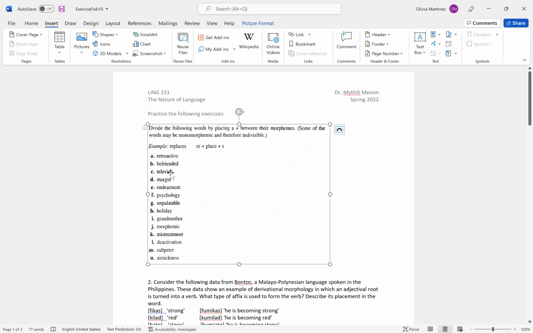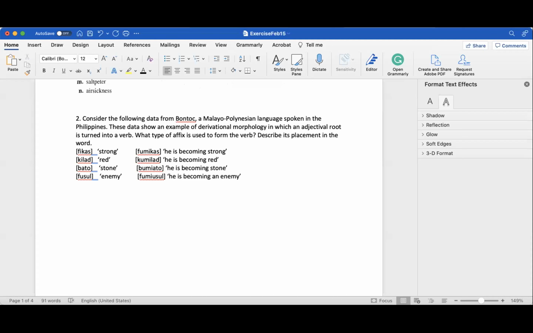And then televise. Erin, what do you think? Plus ize, type of thing. Yeah. So if ficus is strong and if fumicus is "he is becoming strong," then I guess the me is like the "he is becoming." Yeah.